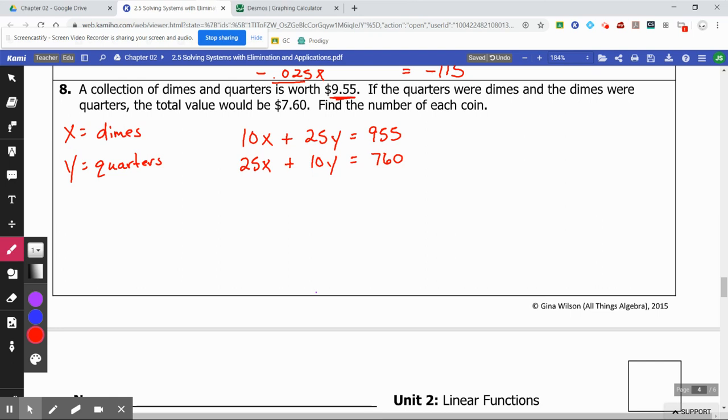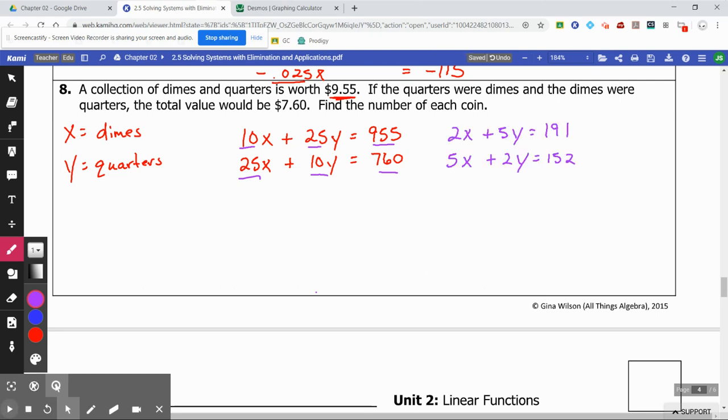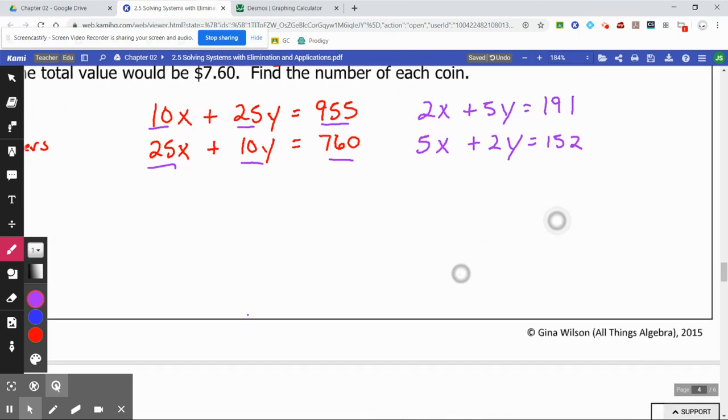Again, I'll show you another trick. You can reduce these equations because I noticed that all of these are multiples of 5. So that might help. Let's take both equations and divide everything by 5 and see if that helps us out any. And you can see there that it does. It actually makes our numbers so much smaller and looks a whole lot better.